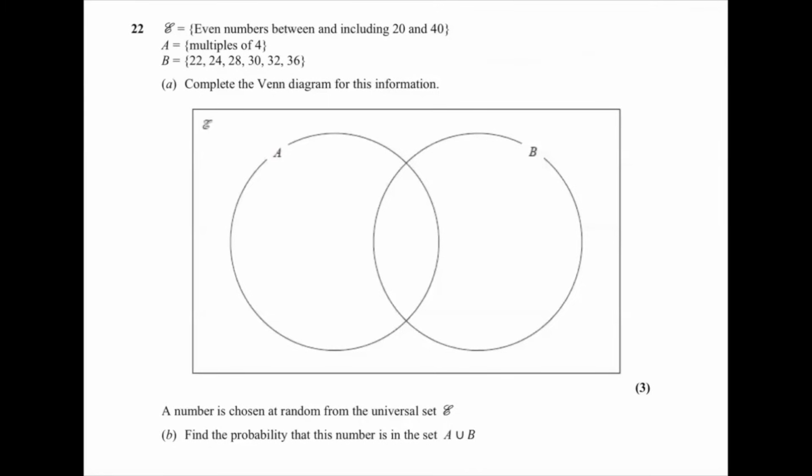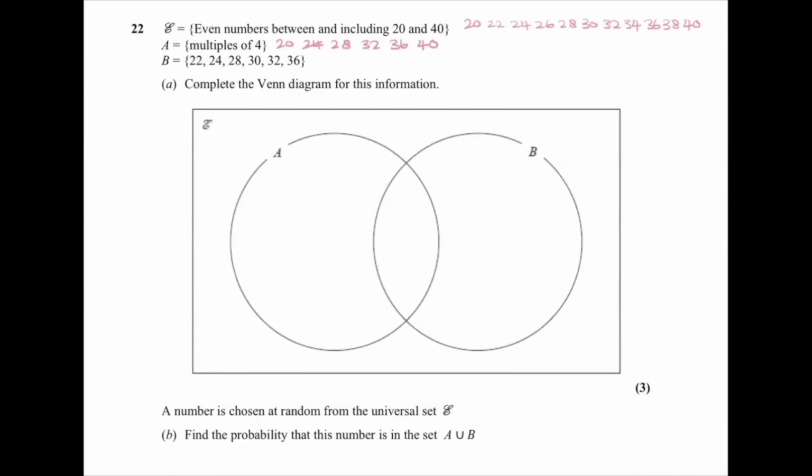Okay, so we're being asked to complete the Venn diagram. The symbol here just means that this is everything that needs to be included. And in this question, it's all the even numbers between and including 20 and 40. Now, the first thing I do is write them all out. That way we can cross them off and make sure that we've got everything that we want. I'd also write out the multiples of 4. And then we want to pair up and get the middle section done first.